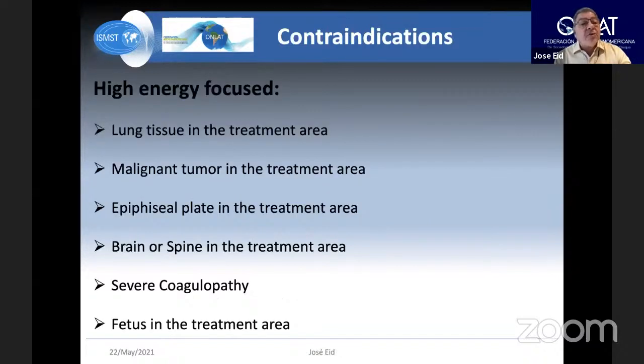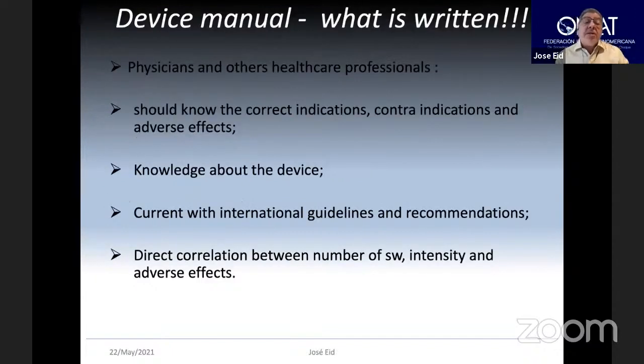Also, contraindications for high energy focused are lung tissue in the treatment area, malignant tumor in the treatment area, epiphyseal plate open in the treatment area for sure, brain or spine, severe coagulopathy, and fetus in the treatment area. The coagulopathy is only severe coagulopathy, sorry. But this is very important.